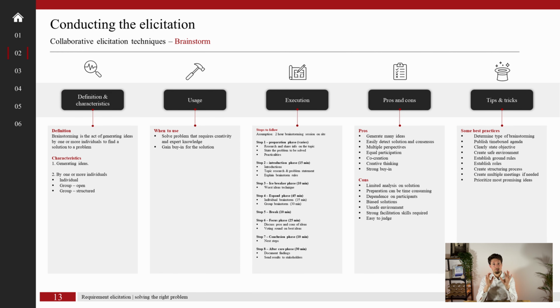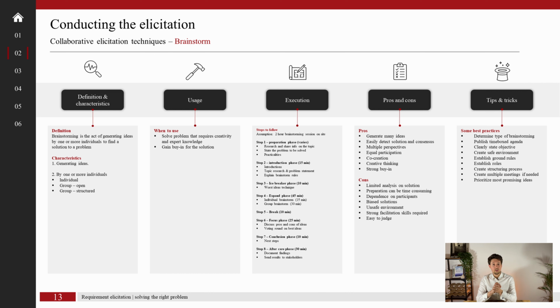As always, I will disclose some of the tips and tricks that help me during my brainstorming sessions. So first, determine the type of brainstorming meeting ahead of time. Publish an agenda prior to the brainstorming session to ensure that everybody is up to date. Clearly state the objective of the meeting and the problem statement. If people are solving the wrong problem, the brainstorming session pretty much becomes irrelevant. Create environments that encourage participation and creativity. When people explain their ideas, make sure that everybody gets their turn.